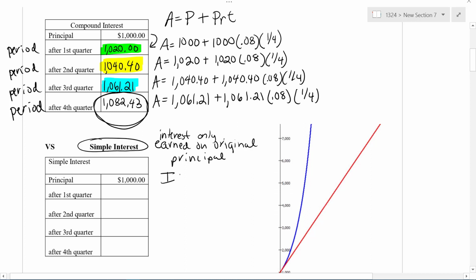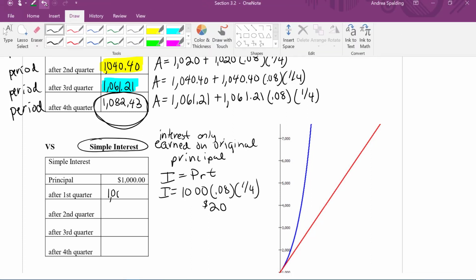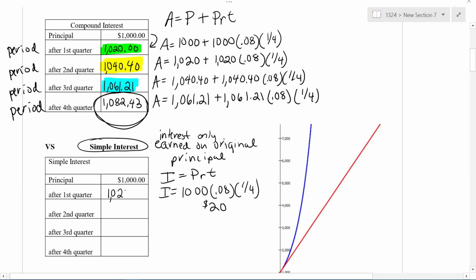I'm going to calculate our interest. Remember, our interest equals PRT. So how much interest do we have at the end of the first quarter? I'll have 1,000 times our R value, which we're still going to use as 8%, and our length of time is still 1/4. Put all that into the calculator, and I get $20. So I get $20 of interest after the first quarter, and I end up with $1,020 sitting in the bank at the end of the first quarter.